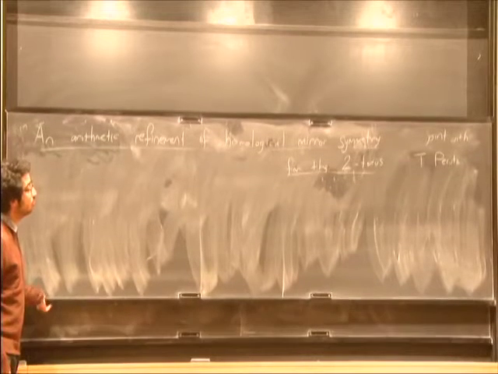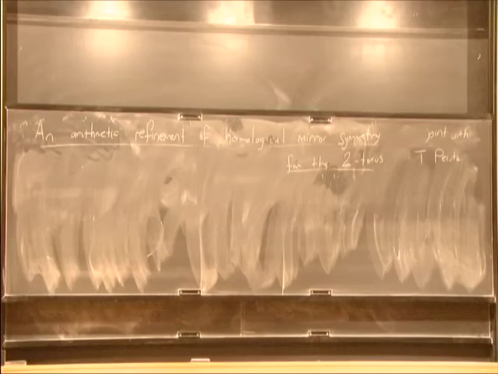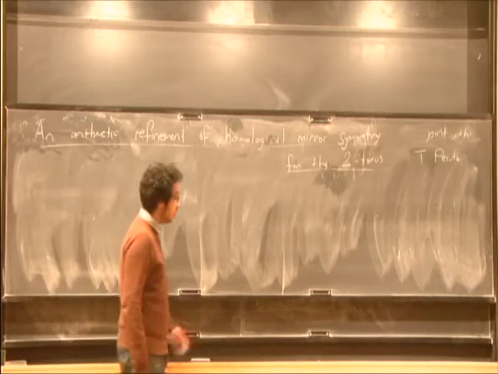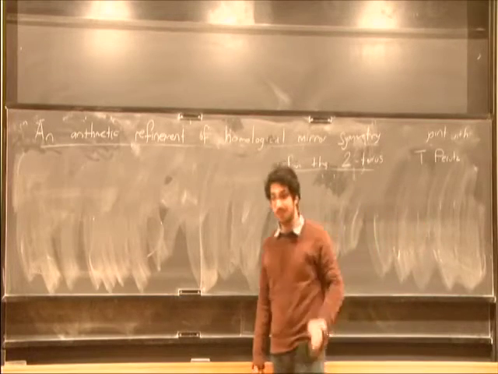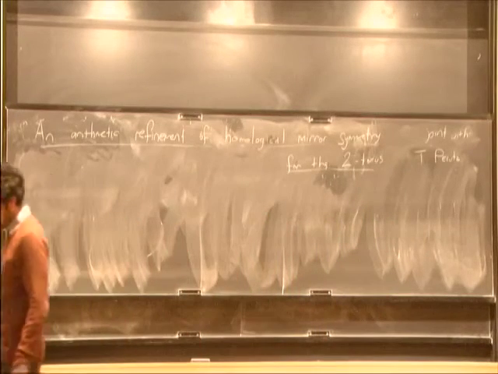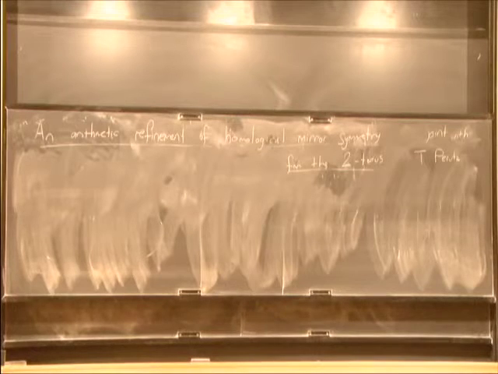Okay, so my title is an arithmetic refinement of homological mirror symmetry for the two torus, and this is joint work with Tim Perutz. I pushed really hard to have this paper on arXiv, but unfortunately my collaborator hasn't finished it yet. So I hope it will be up in a week or two. But here is the talk.